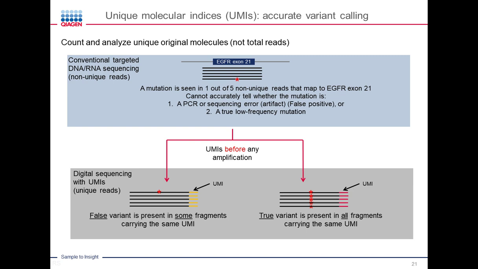If it was a true low-frequency mutation, as you see on the right-hand side of that box, you should be able to see that mutation in all of the reads that carry the same unique molecular index, because they're coming from the same original molecule. So by incorporating unique molecular indices and analyzing data based on them, you now have a way to differentiate between a true low frequency mutation, as you see on the right hand side of the lower box, or a PCR error, as you see on the left hand side of that box.